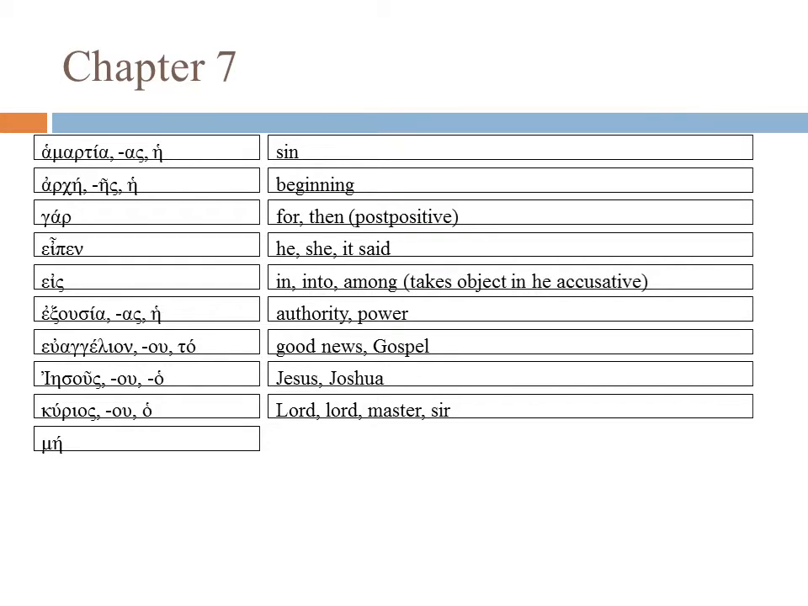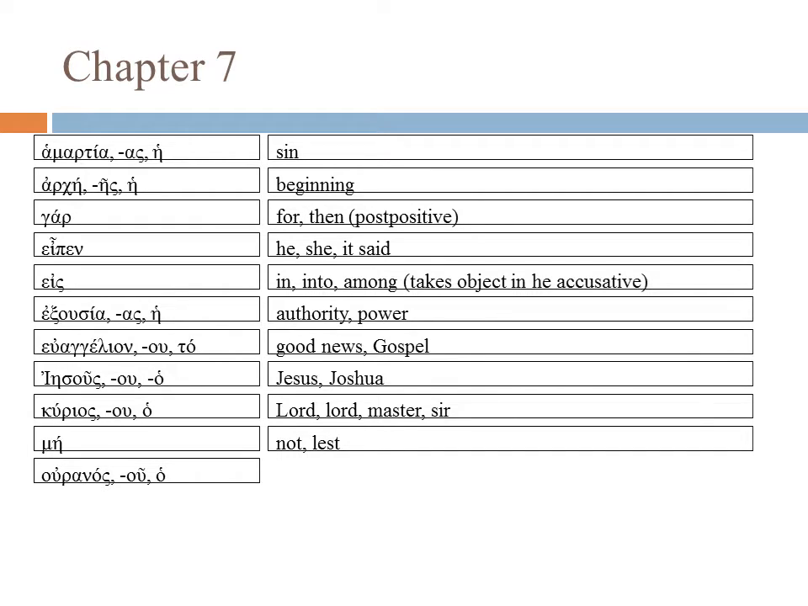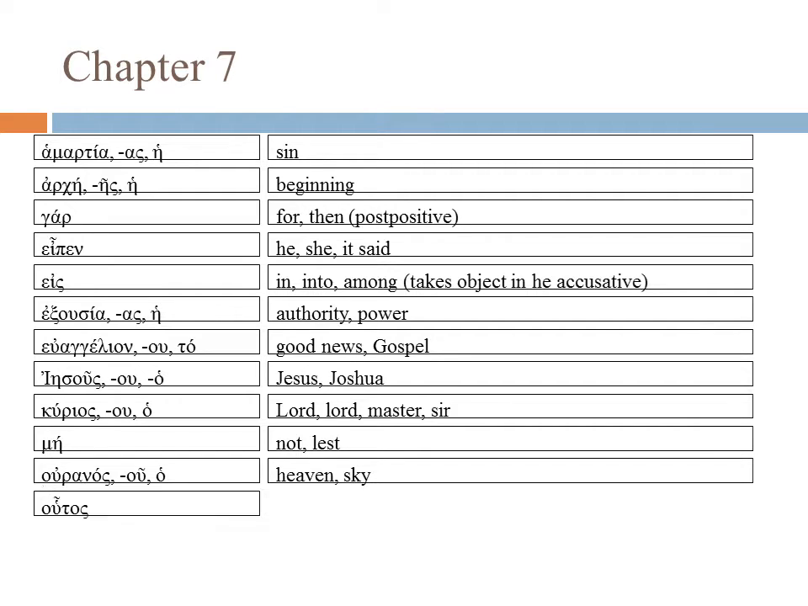Me. Me is another particle that means not. Remember ou, and we'll look at later how it's specifically used. Ouranos. Second declension, masculine. Ouranos is heaven or sky.